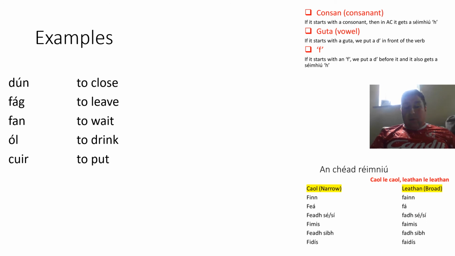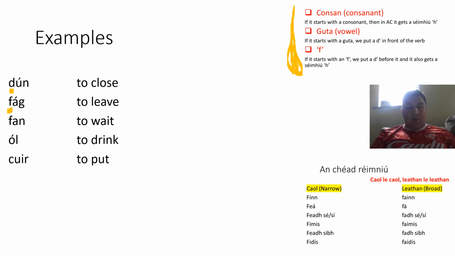So here, and I know by now we know most of these, here is just an example of some of the verbs that we could have in the Céad Réimniú. So we'd have dún, fág, fan, ól, cuir. And just be thinking in your head now, if I was given these verbs, what would I do? So here you'd see dún starts with a consonant, so it just gets a séimhiú. This starts with an F, so it has to get a d apostrophe and a séimhiú. You have your rules here, and you should have these written at the back of your Irish copy. I would say laminate them if you have that facility at home, and keep them somewhere all the time.